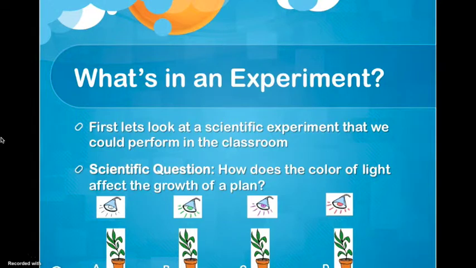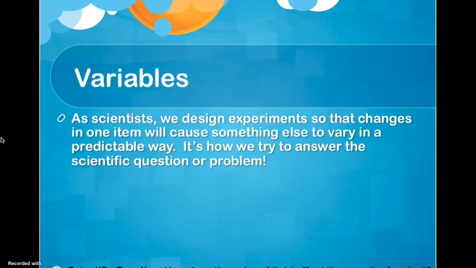Cool. Well, let's talk about variables real quick. So remember, don't forget the scientific question. It's down there at the bottom. How does the color of light affect the growth of a plant? And as scientists, we design experiments so that changes in one item will cause something else to vary in a predictable way. It's how we try to answer the scientific question or problem, right? So we change something, that's the manipulated variable, and we want to watch and see what happens, the responding variable.